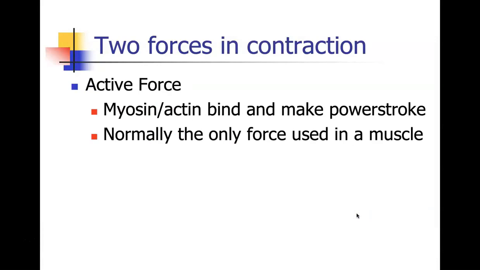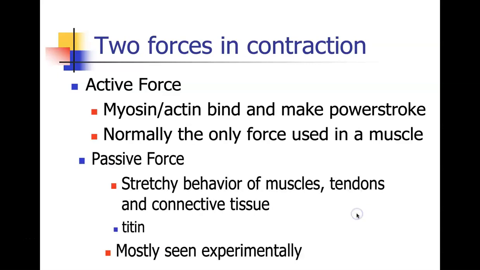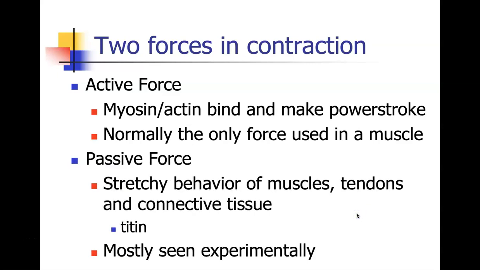So during contraction, we have two different kinds of forces. There's the active force of the myosin-actin bind that makes the power stroke, and this is normally the only force used in a muscle. Sometimes, though, we have passive force, which is a stretchy behavior of muscles, tendons, and connective tissue. This is mostly seen experimentally, so we don't see it a whole lot in natural conditions, but it's something you can make muscles do when you have them in the lab.